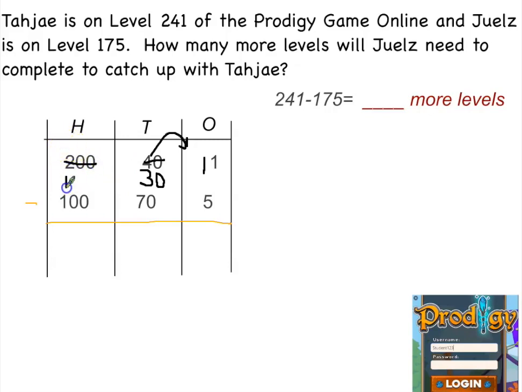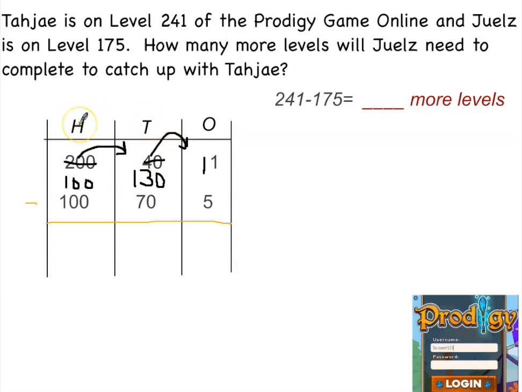That's going to leave me 100 because I'm going to regroup and get enough over here in the tens place so that I can actually subtract this correctly. So I'm taking 100 here, and I'm going to add it over here with my 30, and that's going to give me 130.